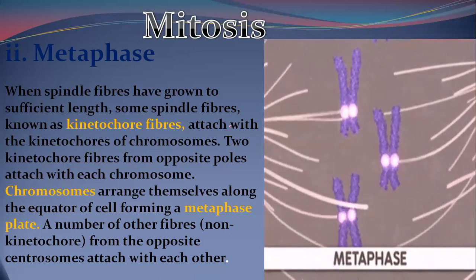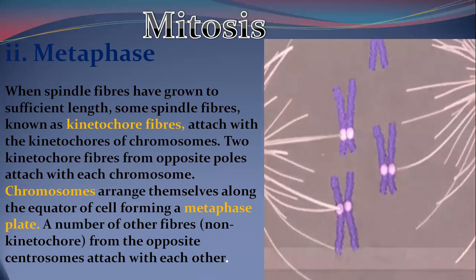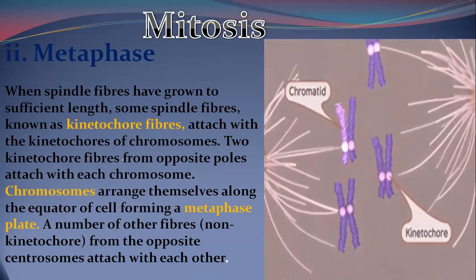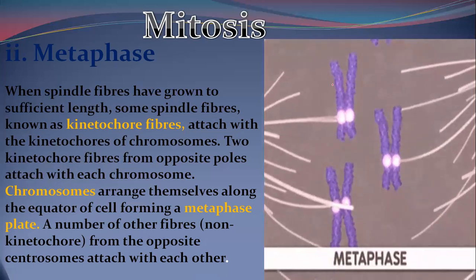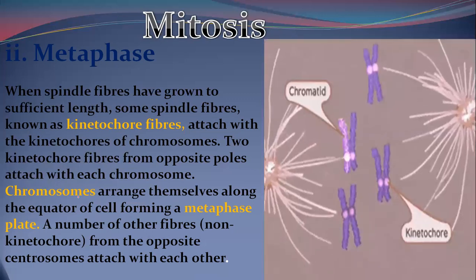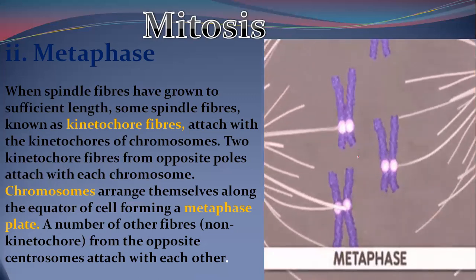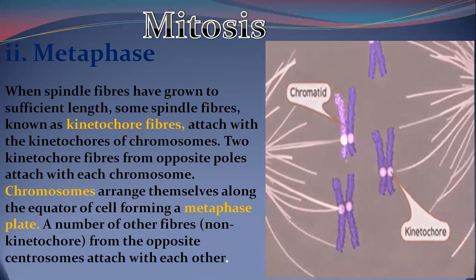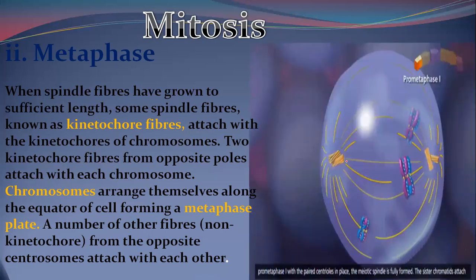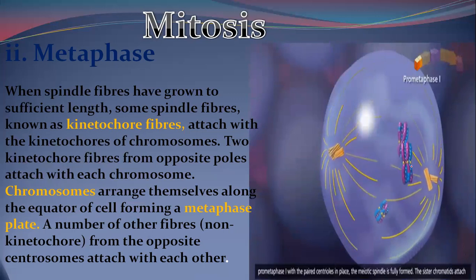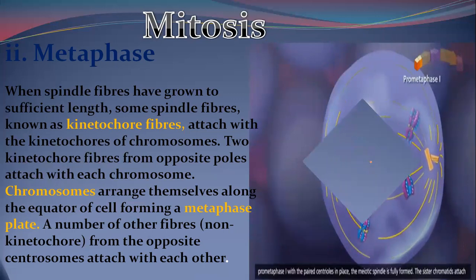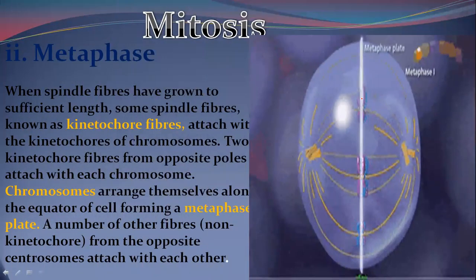Some spindle fibers are known as kinetochore fibers, because they are attached to the kinetochore of the chromosome. Two kinetochore fibers from opposite poles attach to the kinetochores of these chromatids, and chromosomes arrange themselves along the equator. They arrange themselves on the central line, called the equator of the cell, forming a metaphase plate. You can see the spindle fibers attaching to the kinetochore of this one. Now they are arranged in the center, which is called the metaphase plate.